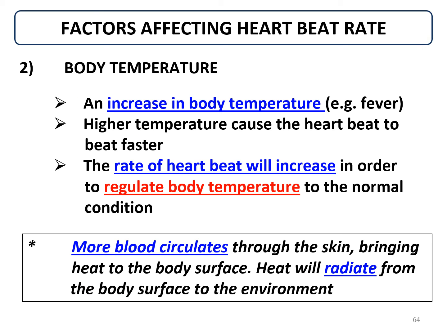The second factor is body temperature. When our body temperature increases, for example when we are having a fever, the heartbeat will start to beat faster. This is to regulate body temperature, because with a faster heartbeat, our blood circulates at a higher rate. It is circulated more throughout the skin, so the heat in the blood can radiate from our body to the environment.